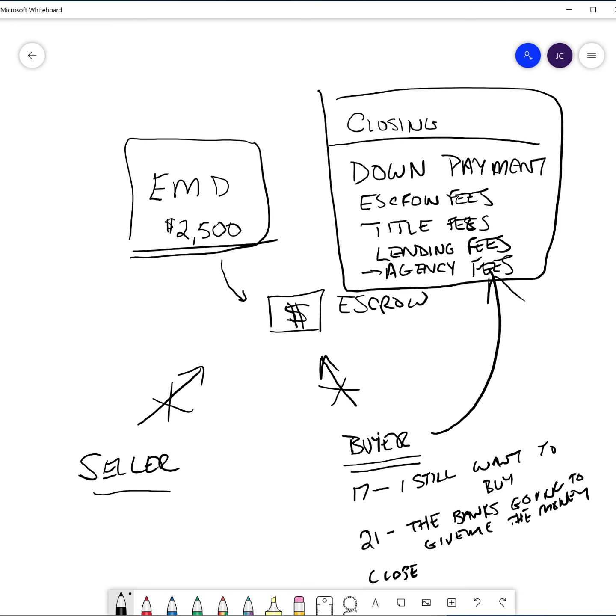All right, so what happens to this EMD money at close? At close, this money can be used to pay your closing costs. So it is not the same thing as the down payment. A lot of people get this confused. This is not the same thing, but this money can be used to pay part of your down payment. It can be used to pay part of your escrow fees. It can be used to be part of your title fees. It is your money. It's just sitting in somebody else's control in the central escrow to provide the seller security.